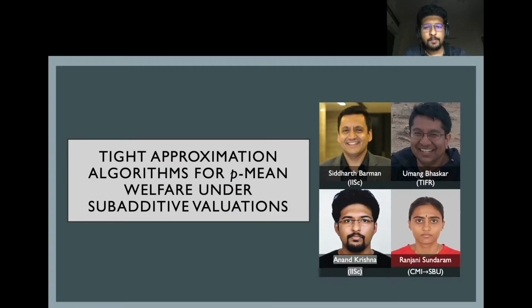Hi, my name is Anand Krishna, and I'm a second year PhD student at the Indian Institute of Science, and I'm going to be presenting a work, Tight Approximation Algorithms for P-mean welfare and Subadditive Valuations. This is joint work with my advisor, Professor Siddharth, Professor Umang from Tata Institute of Fundamental Research, and Rajani, who was at Chennai Mathematical Institute during this work and recently moved to Stony Brook for a PhD.